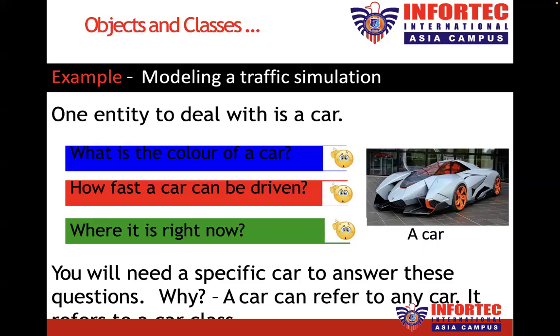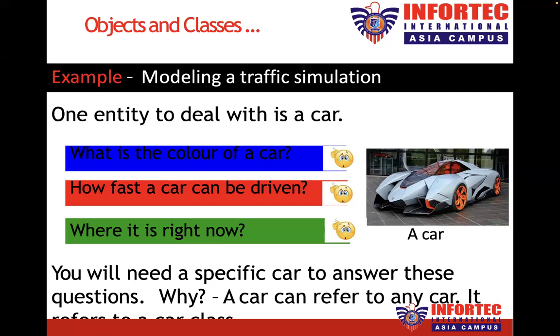So when we do this traffic simulation, let's say we are going to develop a small program in order to handle traffic or something like that. So now we are going to slowly develop this into a computer program. So now you will ask these questions. What is the color of a car? How fast can a car be driven? Where is it right now? So can you ask these three questions from a car class?